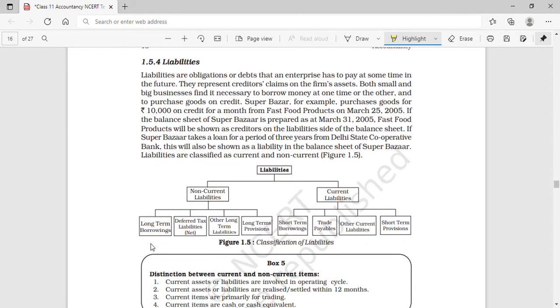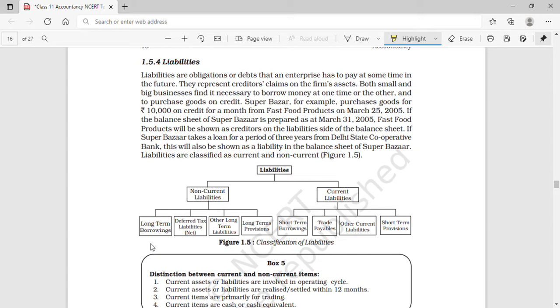Next is your liabilities. What are liabilities? Liabilities are obligations or debts that an entity has to pay at some time in the future. As I told you earlier, you have to pay your creditors. If you have borrowed money, you have to pay it back. That's all your liabilities. Just for your information, assets and liabilities are divided into current and non-current. Current assets, as we have seen, can be easily converted into cash, and it is the same thing with liabilities.